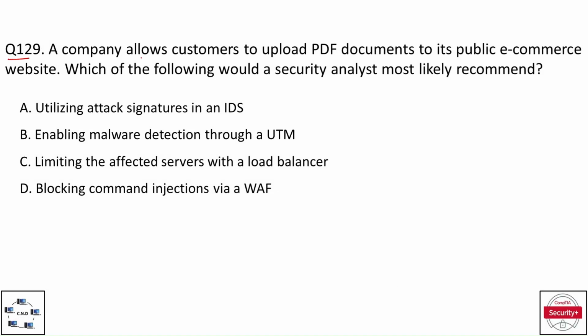Question number 129. A company allows customers to upload PDF documents to its public e-commerce website. Which of the following would a security analyst most likely recommend? And the options are option A, utilizing attack signatures in an IDS. Option B, enabling software detection through a UTM. Option C, limiting the affected servers with a load balancer. And option D, blocking command injections via a web application firewall.